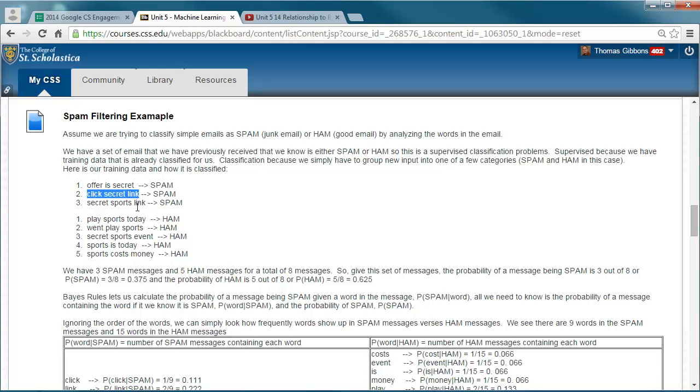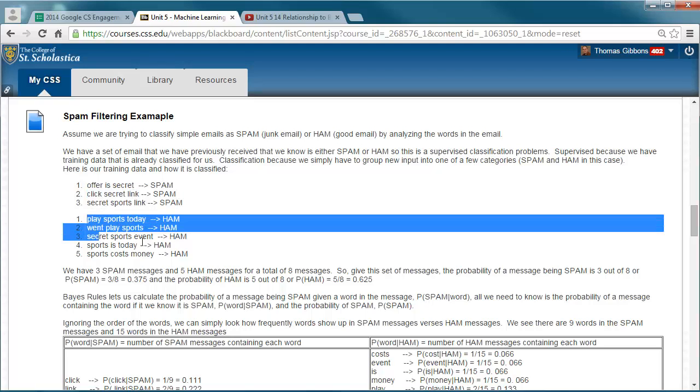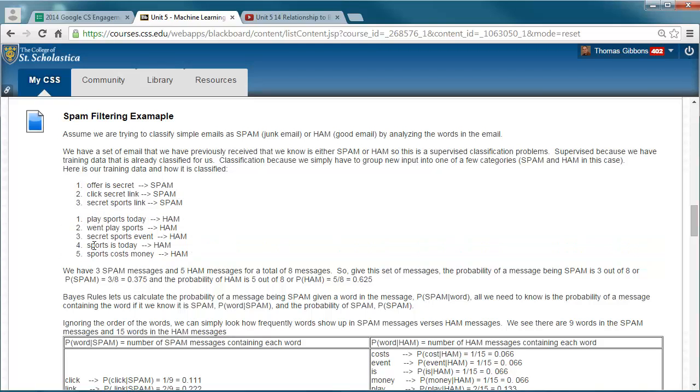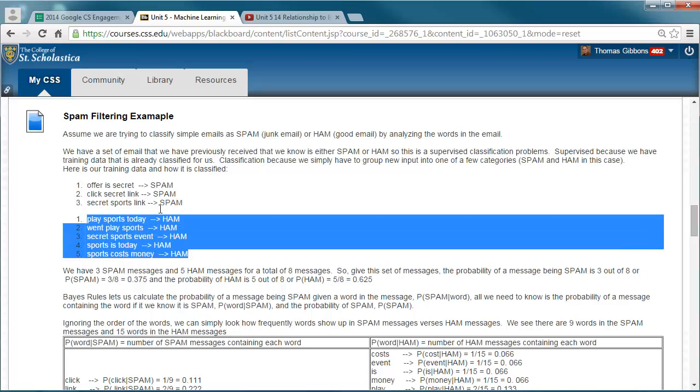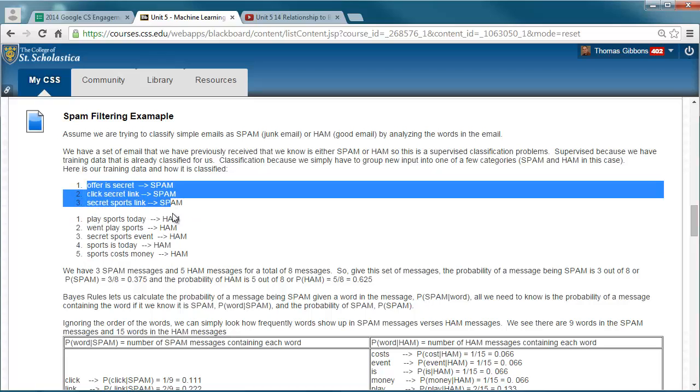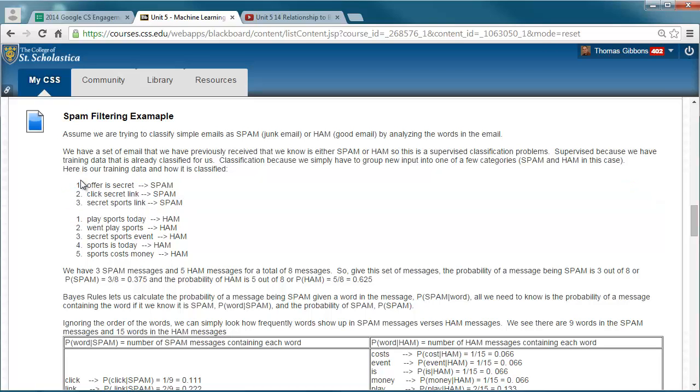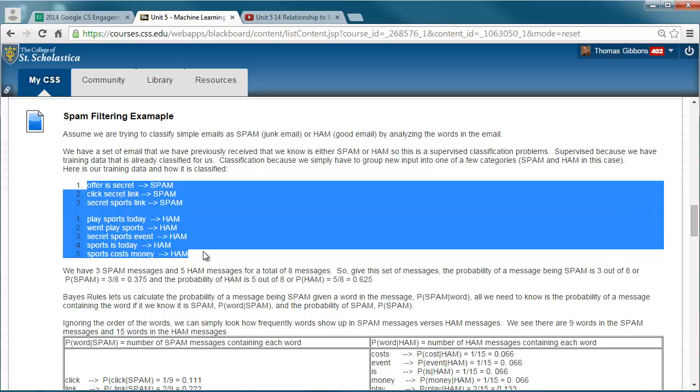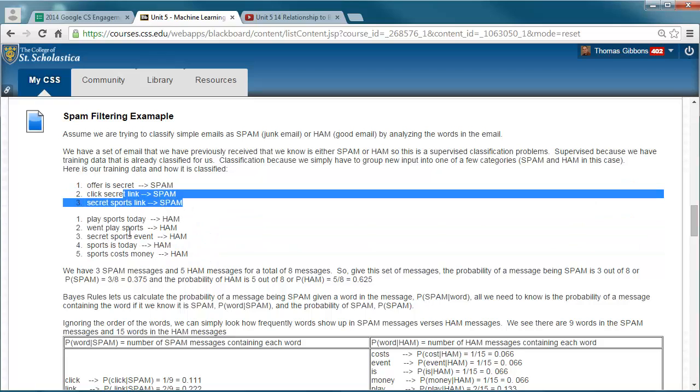Click secret link, secret sports link. And these are ham. These are good emails. Sports is today, secret sport event, that sort of stuff. So in our little toy example here, these are good and these are bad. So we can quickly calculate some simple probabilities. What is the probability given 8 email messages that one of them is spam? Well, 3 of the 8 were spam, so that probability is 3/8.